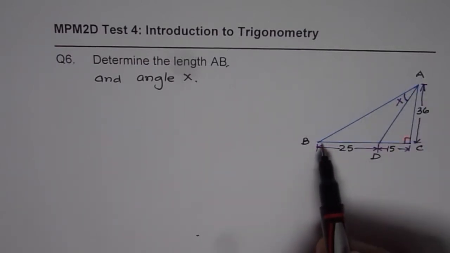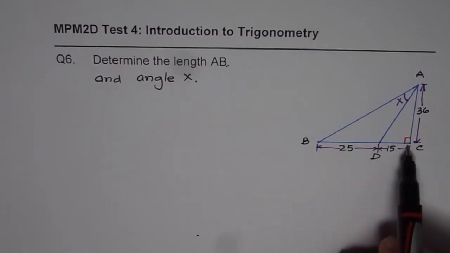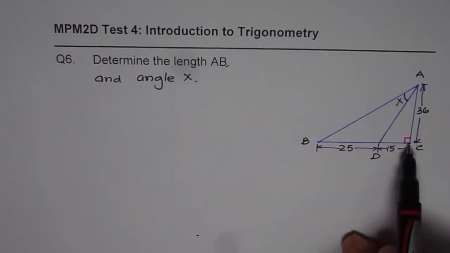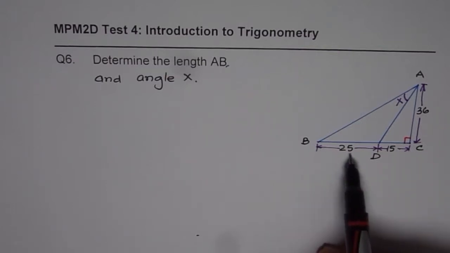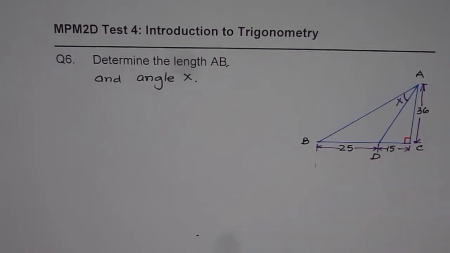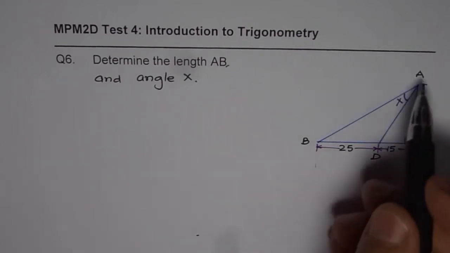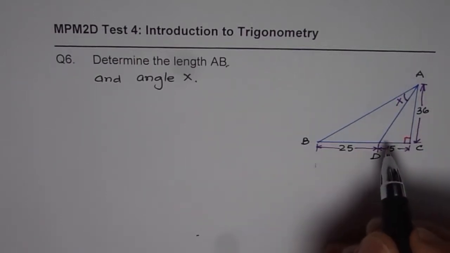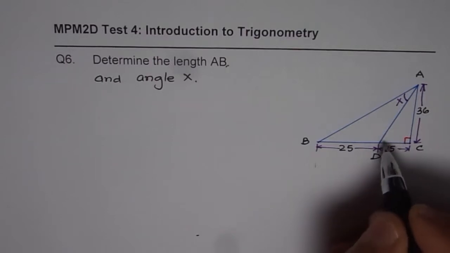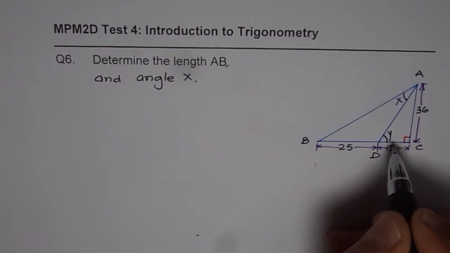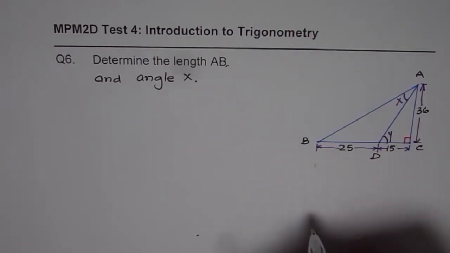Now to find AB, we can use Pythagorean theorem or we can use the trigonometric ratios. If you look at the big triangle ABC, it is a right triangle. So we are given two sides. 25 plus 15 is the side length BC. So you can add that up and you can use Pythagorean theorem to find AB. To find angle X, since we are dealing with right triangles at present, we should actually find this angle also. Let me call it Y. And then we can find angle X.